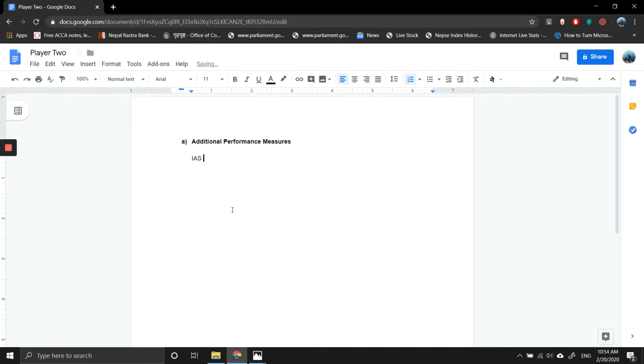So IAS 1, presentation of financial statements, permits entities to disclose additional information that is relevant to understanding an entity's performance and position.